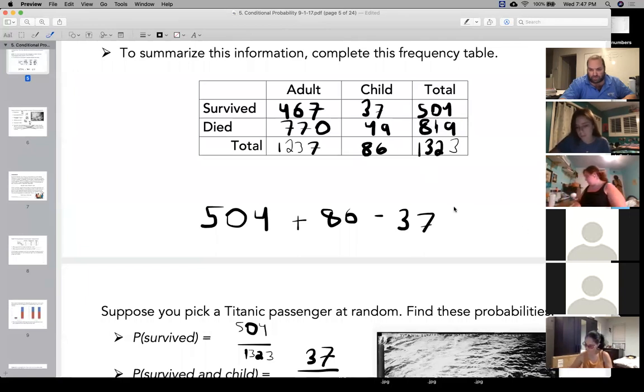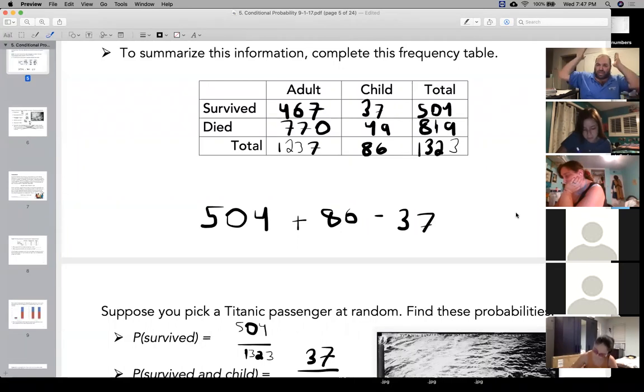So is the total that survived, that's correct. Your given is not what's before the line. Your given is what's after the line. You ignore what's before the line when you're first calculating your denominator. The denominator comes from after the line and only after the line. The word after the line is survived. Nothing about child or adult, just the word survived. How many survived? 504. Once you have that, then you go to the front and say, of those 504, how many satisfy what's before the line? And the answer is 37, okay?